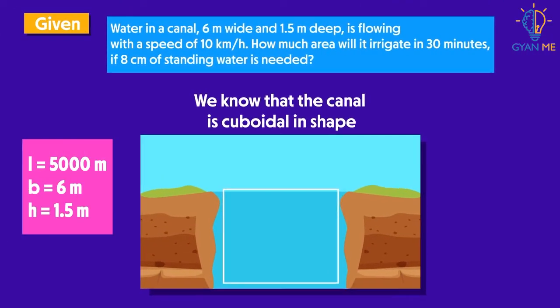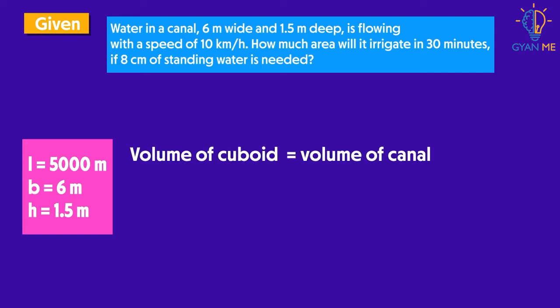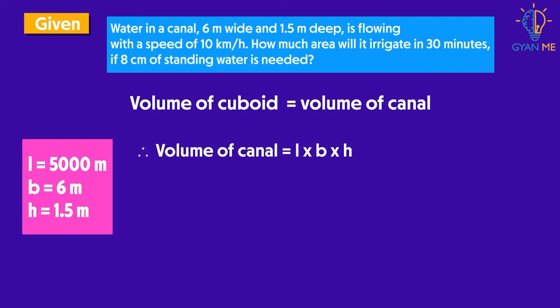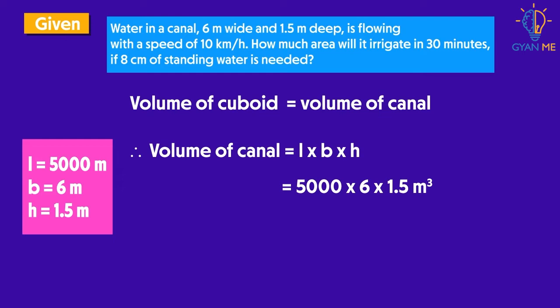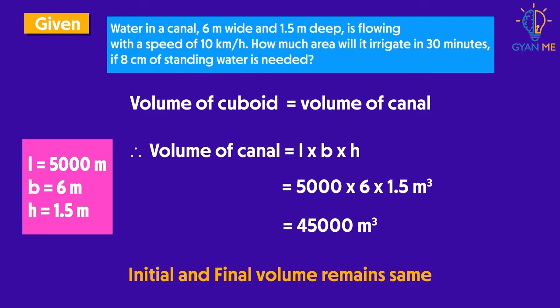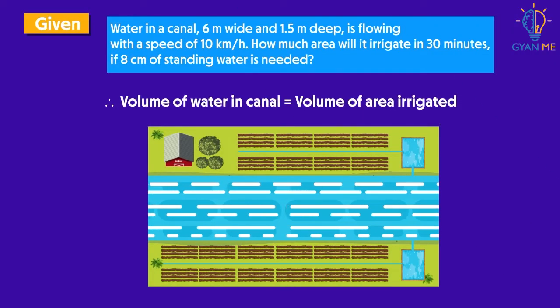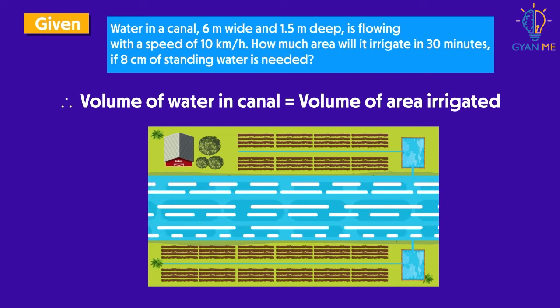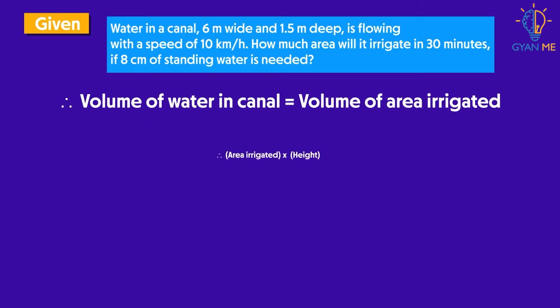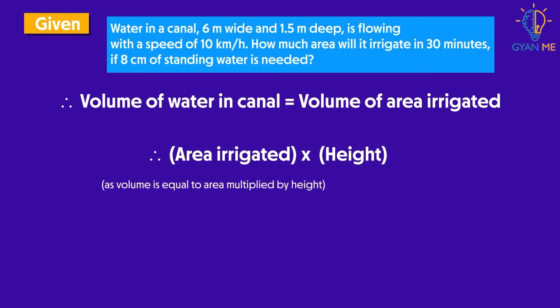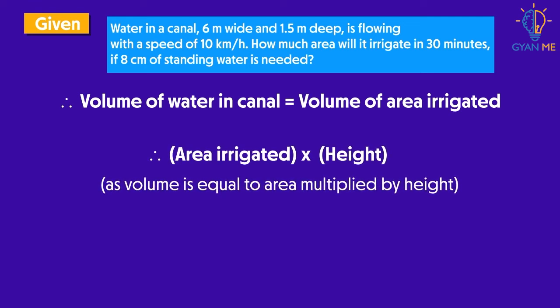Now, we know that the canal is cuboidal in shape. So, the volume of the cuboid is equal to the volume of the canal. Therefore, the volume of the canal is equal to length into breadth into height. On substituting the values, we get 45,000 meter cube. Now, as per the rules of conversion from one shape to another, we know that the initial and final volume remain the same. Therefore, the volume of water in the canal is equal to the volume of the area irrigated, which we can write as area irrigated into height, as volume is equal to area multiplied by height.